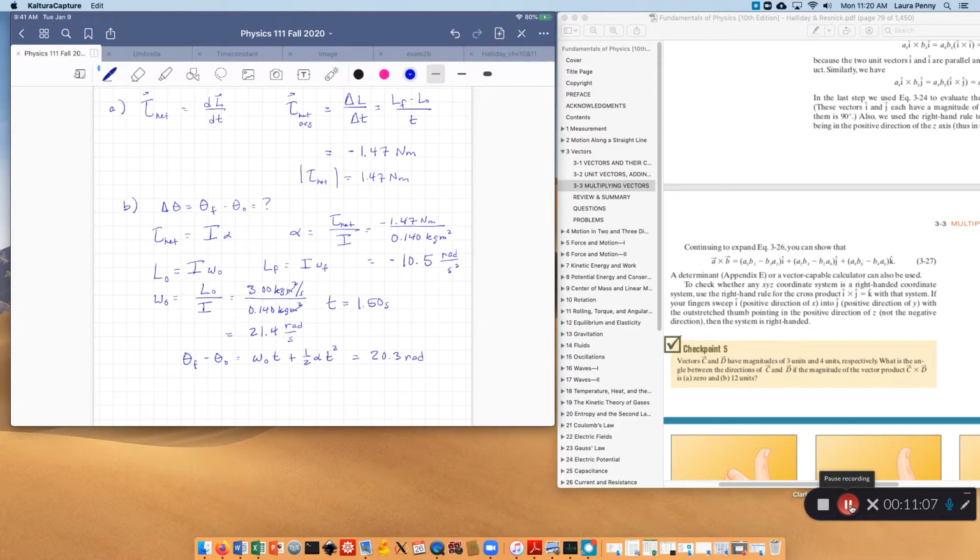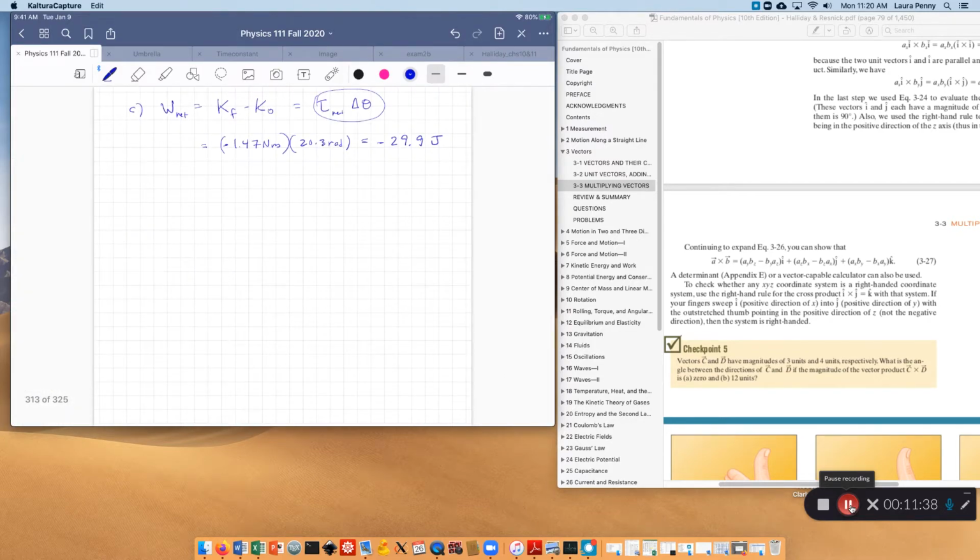Initially, it's moving at 21.4. If I actually went through and did the final, if I did L final divided by I, L final is 0.8 divided by 0.14. It's only moving at 5.71 radians per second. So it's spinning faster initially than finally, which means it's losing kinetic energy. And if it's losing kinetic energy, that means that something is taking the energy out. And that means the work is negative, much like friction does that.